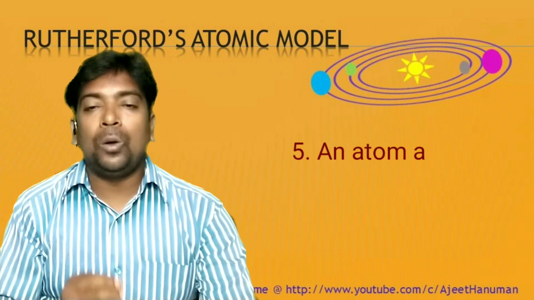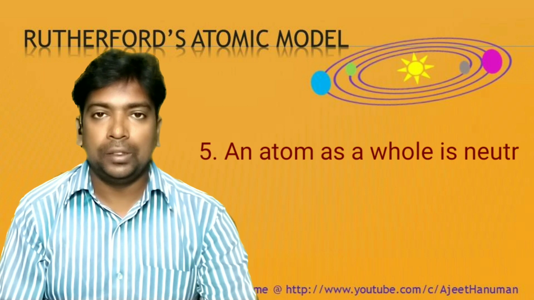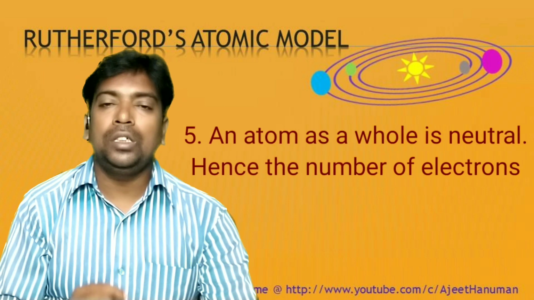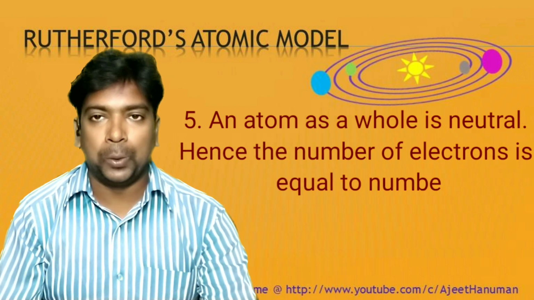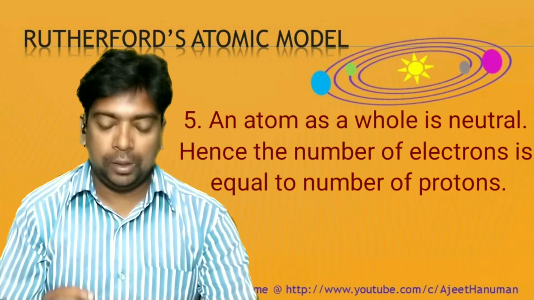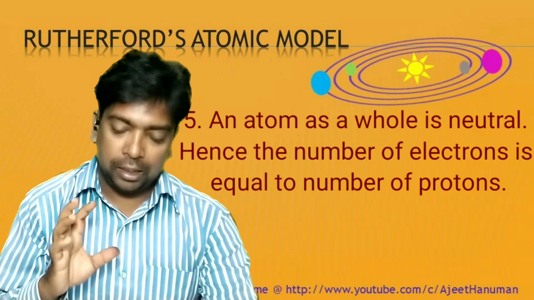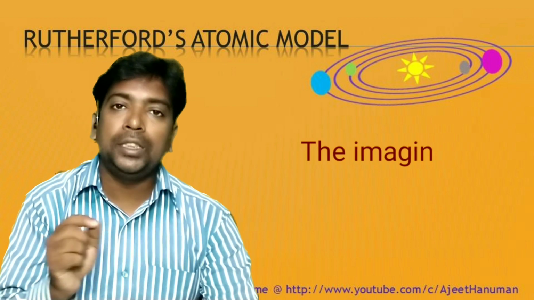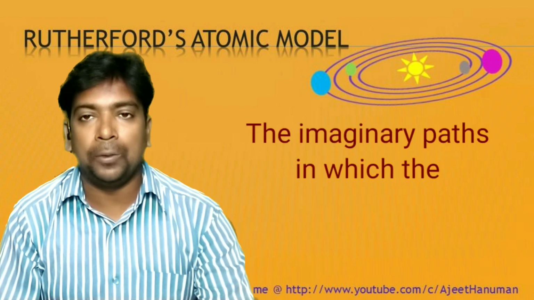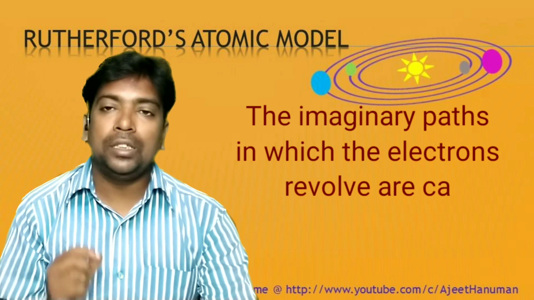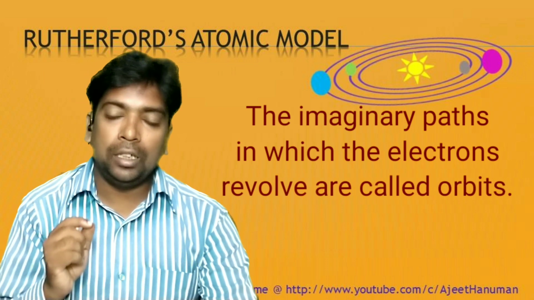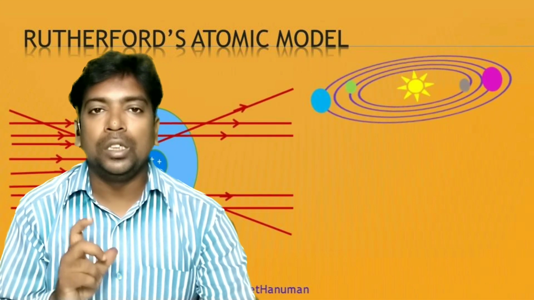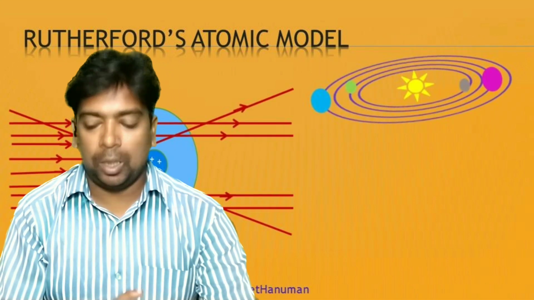An atom as a whole is neutral. What does it mean? The number of electrons is equal to the number of protons in an atom, and for this reason it is electrically neutral. He also said that the imaginary paths around the nucleus in which the electrons revolve are known as orbits.